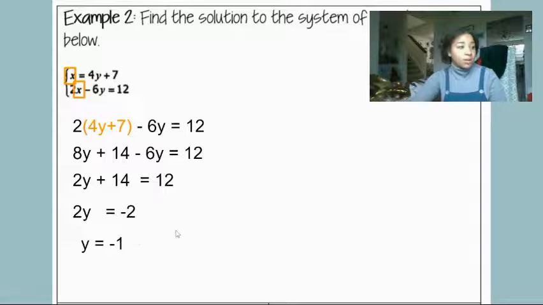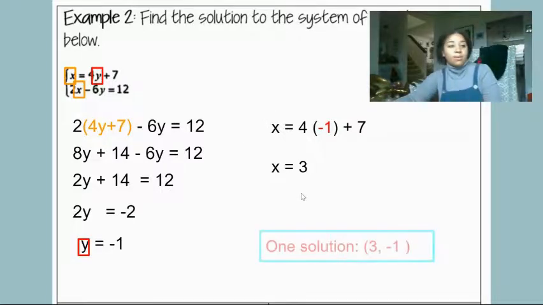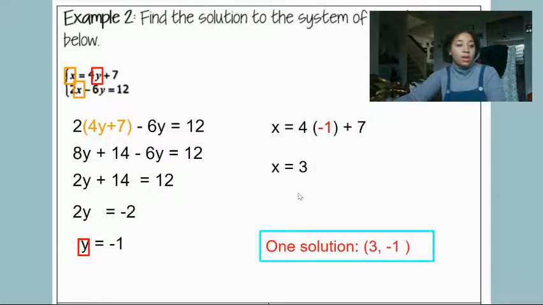Then you're going to take that negative 1, and you're going to plug it in to that equation. So we have here 4 times negative 1 plus 7 equals 3. And our solution set would be 3 and negative 1.